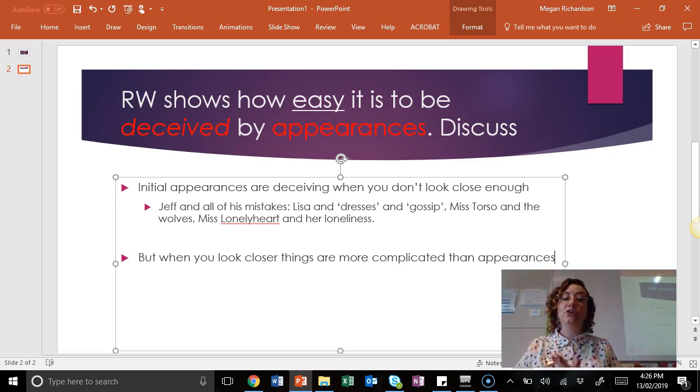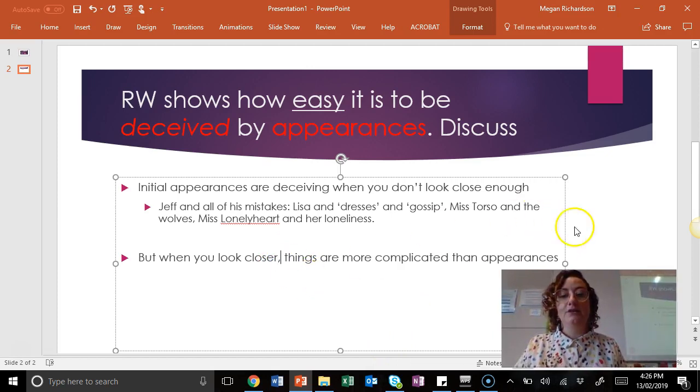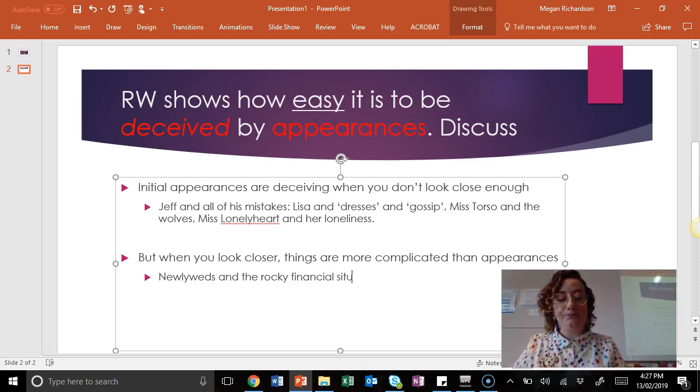So, when you look closer, things are more complicated than appearances. Let's do the newlyweds and the rocky financial situation. Musician looks like a party animal, but is actually alone.